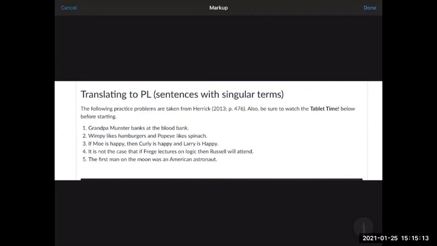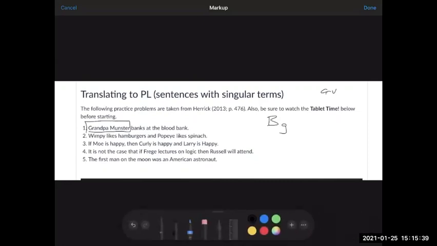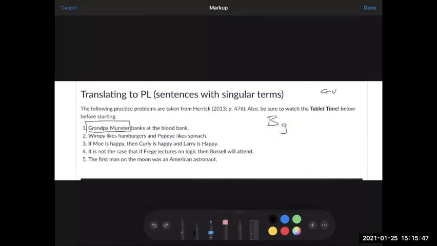So the first thing you have to do is choose what you want to represent Grandpa Munster as. You have the letters A through V to choose from. How about G? That makes sense to me. So G stands for Grandpa Munster. And how about the general term banks at the blood bank? Well, B sounds pretty obvious, so why don't we use that? How do you read this? Grandpa Munster banks at the blood bank. That's the idea. Okay, let's keep going.